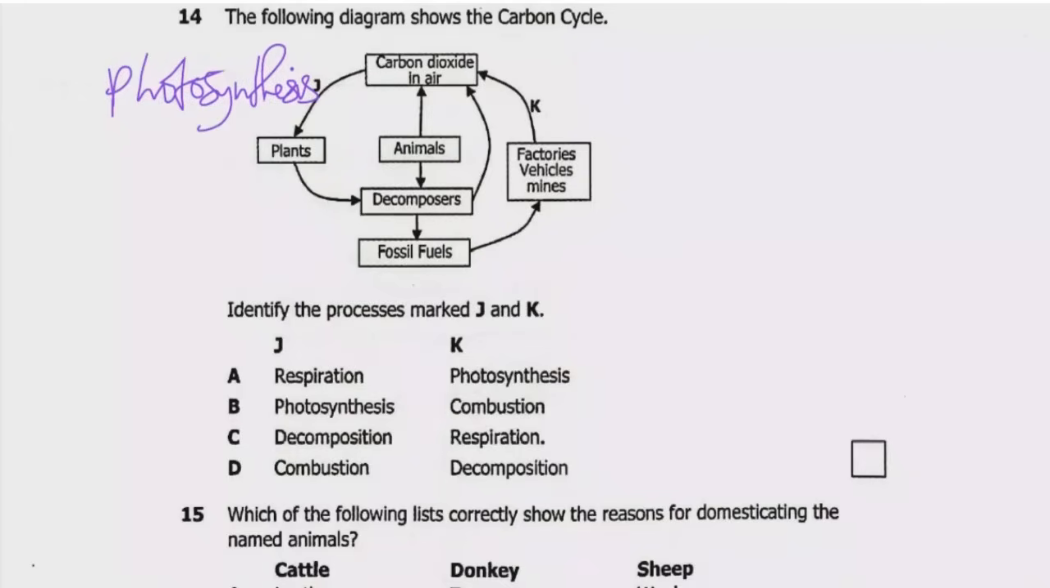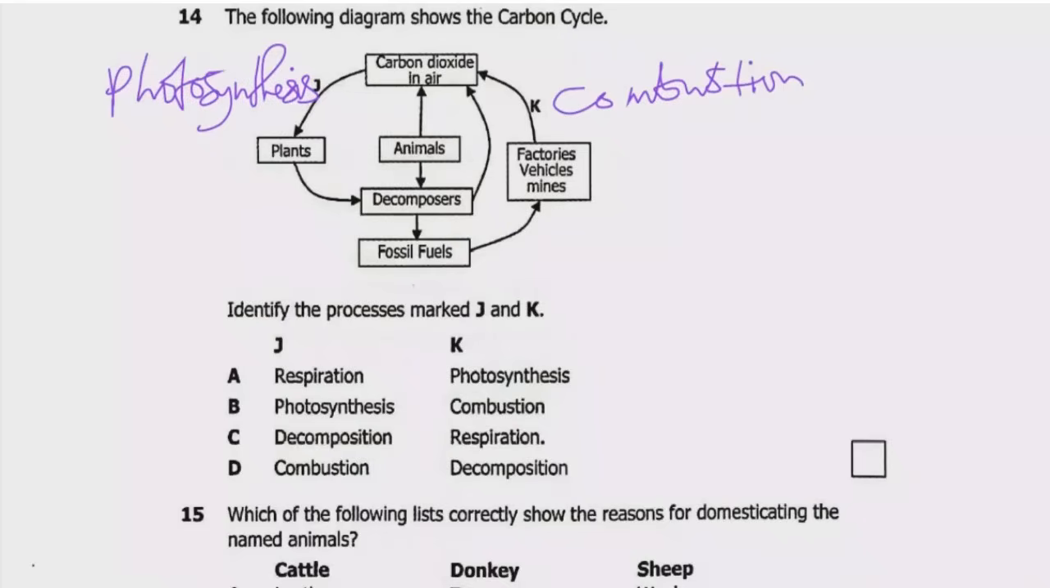On K, we have factories putting carbon dioxide in the atmosphere. That could be combustion, which is burning. If it's factories, that means they are burning substances like coal as well as fuel.